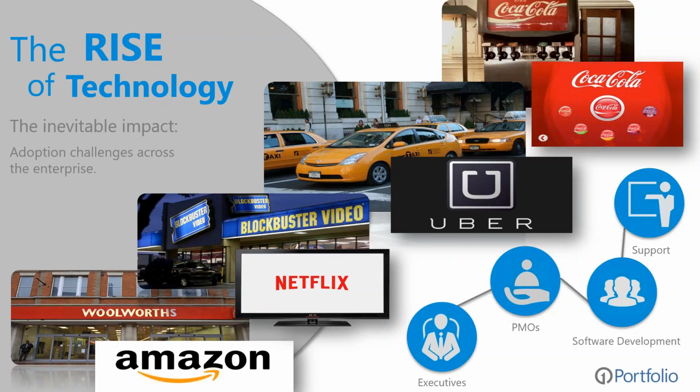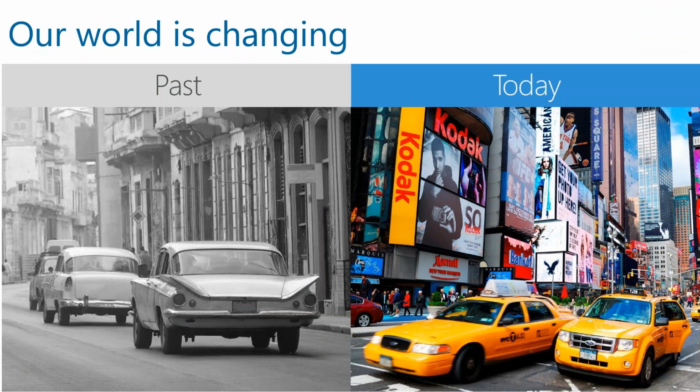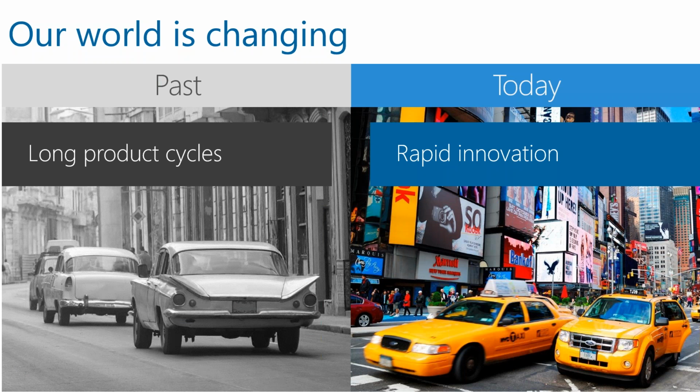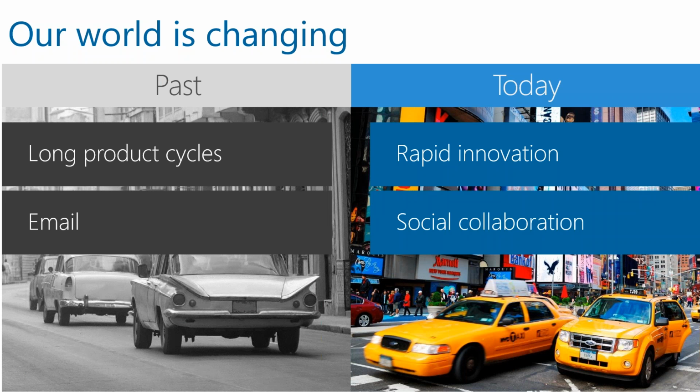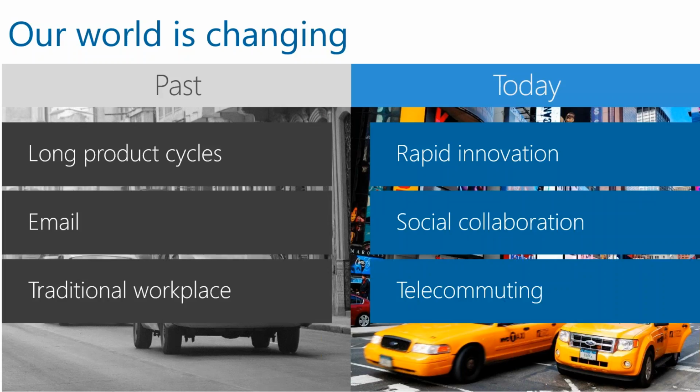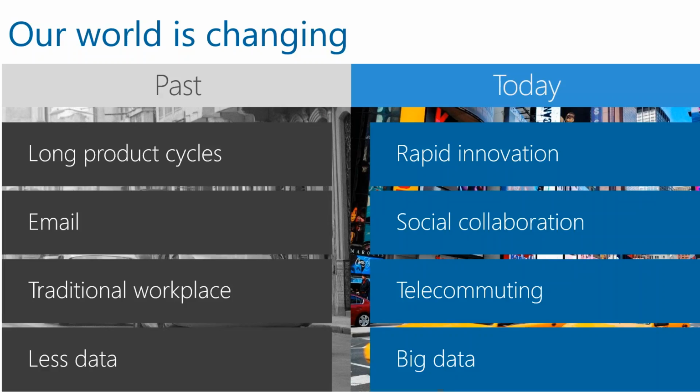What's changing is that in the past we had projects with long product cycles, and today we need rapid innovation. We used to use email for communication, and now social collaboration and more immediate tools are available for instant feedback. Traditional workplaces have far-flung distributed teams that are telecommuting and working in various places across the globe. And projects are generating less data and more big data, with rich data sets that we can analyze, get better with, and use to track progress as we go.